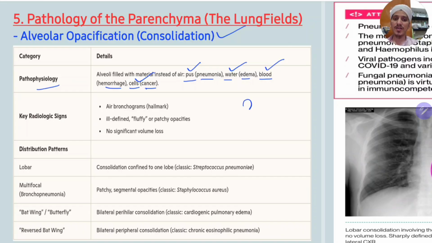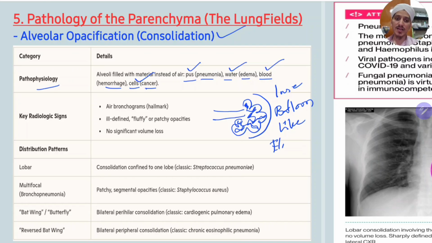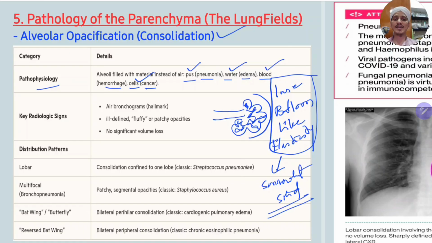What is consolidation? Normally these are the grape-like alveoli, and these are connected to the bronchioles, bronchi and bronchioles. These are filled with air and they are collapsible, stretchable like a balloon. But when they are filled with something other than air, they lose their balloon-like elasticity, and they become somewhat solid compared to the previous lung parenchyma, a somewhat solid-like structure.